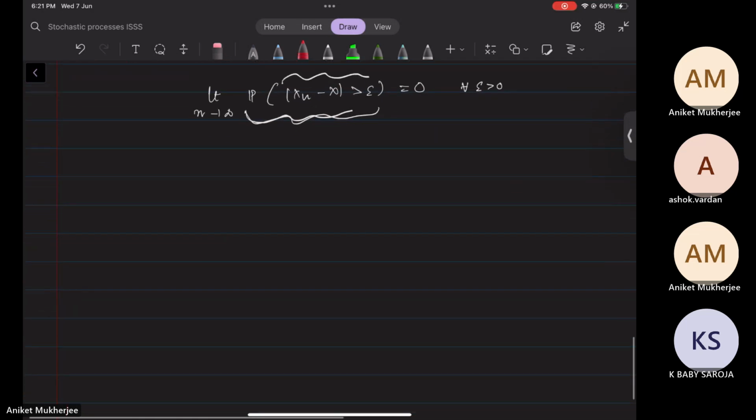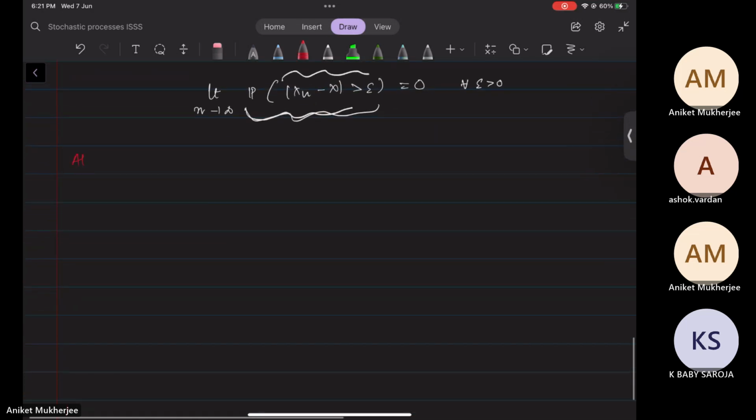So what you have is almost sure convergence. You collect all omegas where xn converges to x and call this the event A, the collection of all the omegas where convergence happens. And if the probability of A equals 1, then it means that it is almost sure convergence.